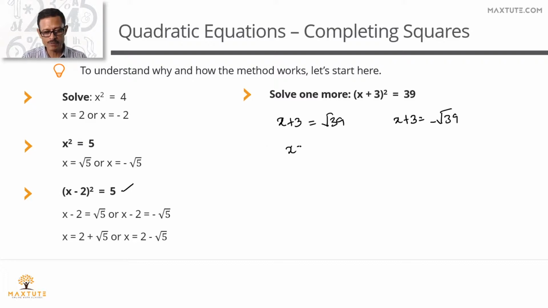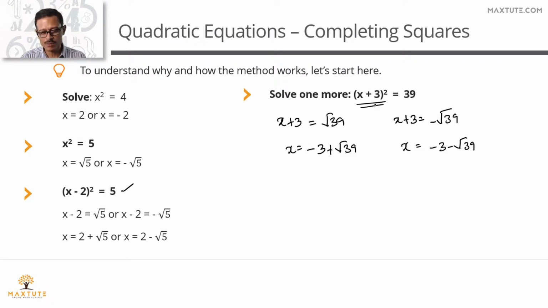So value of x will be equal to, take the 3 to the right hand side, we'll make it as minus 3. Minus 3 plus root 39 is one value of x. The other value of x is minus 3 minus under root of 39. So no difference between the fourth and the third example. Before we close this example down, let's do one very simple exercise.